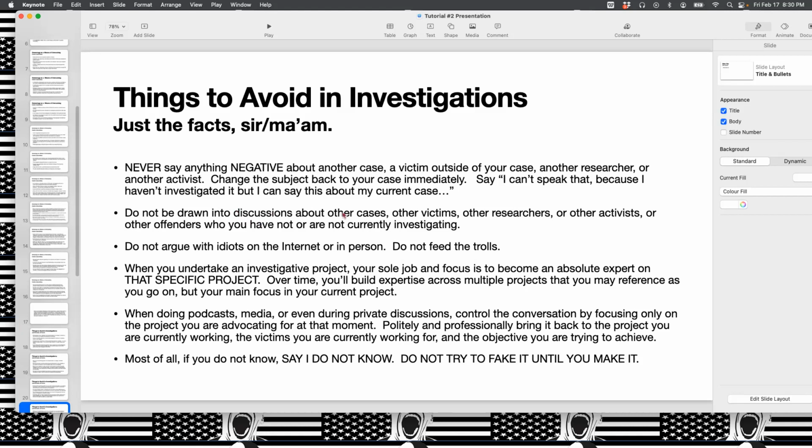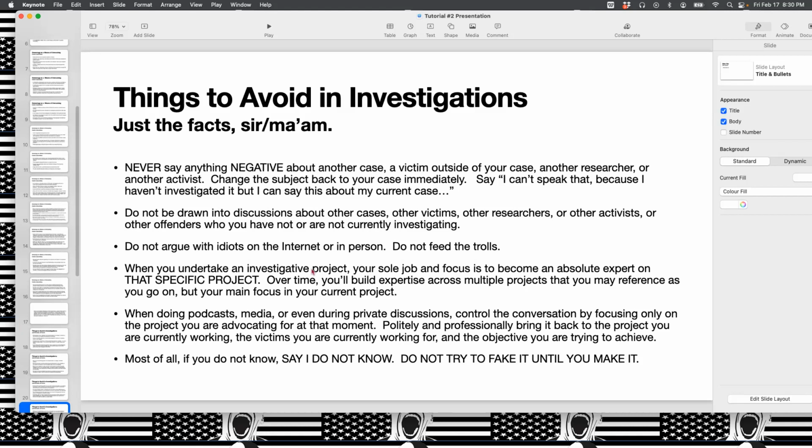You don't want to be drawn into discussions about other cases, other victims, other researchers, other activists, or other offenders who you have not or are not currently investigating. Even if they say something about you, don't argue with idiots on the internet or in person. Don't feed the trolls. When you undertake an investigative project, your sole job and focus is to become an absolute expert on that specific project.